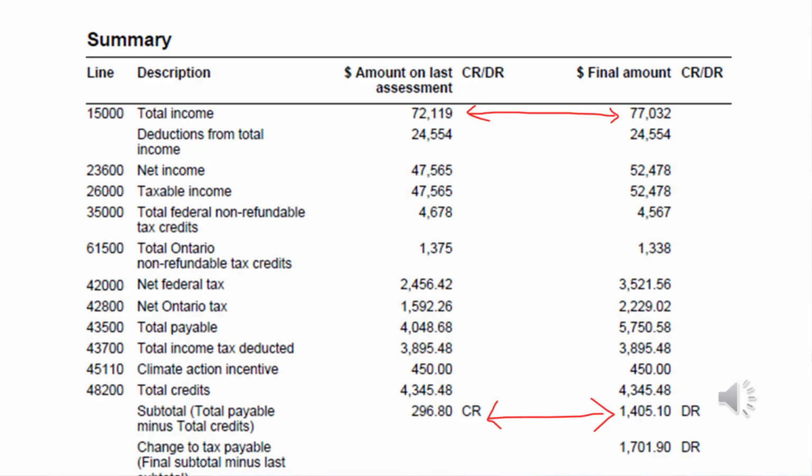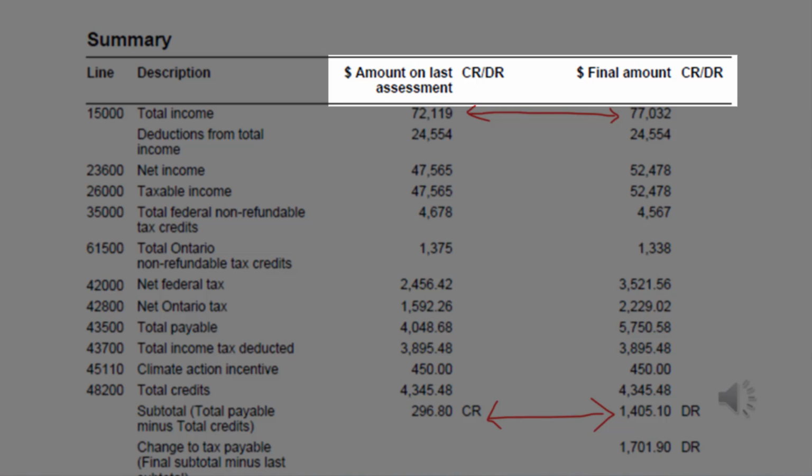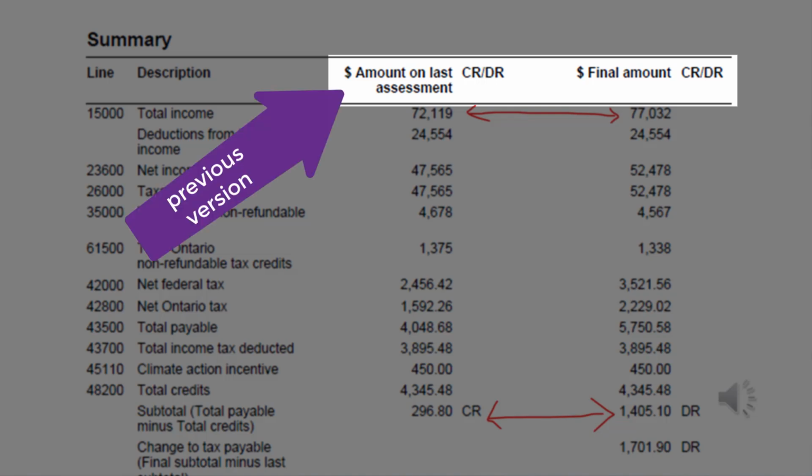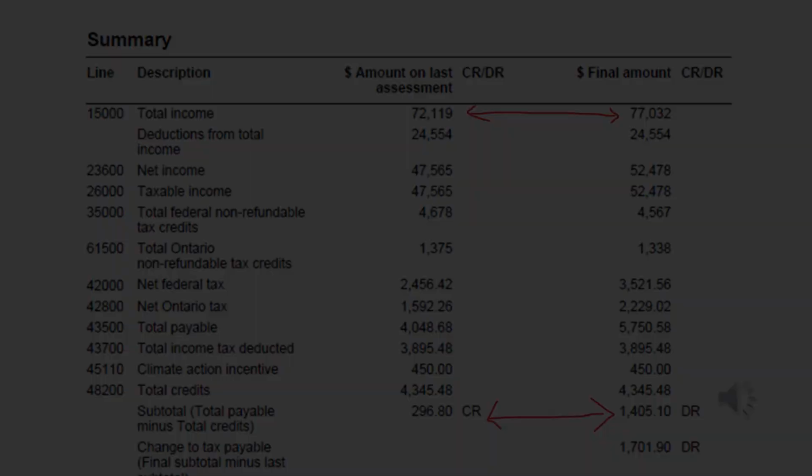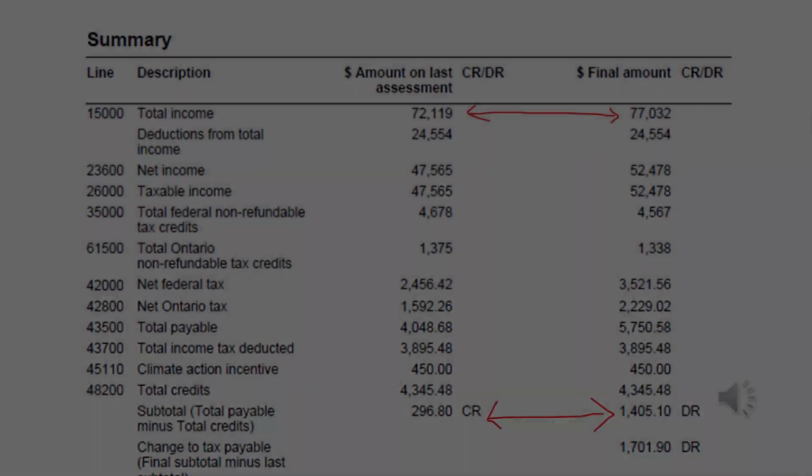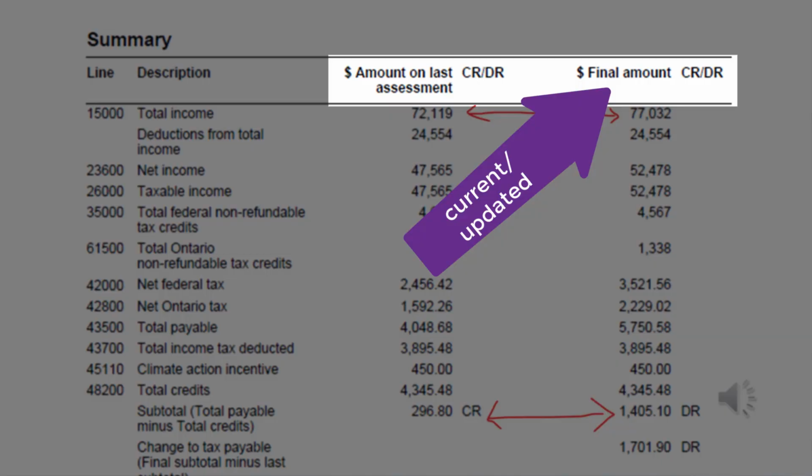So this set of numbers is two sets of numbers from two different versions of the return. The left-hand column is the previous version. So this may be the version that you filed with or the most recent version that the Canada Revenue Agency assessed for this particular tax year. And these were the figures for each of the important lines on that return. And then on the right-hand side, these are the new revised amounts.